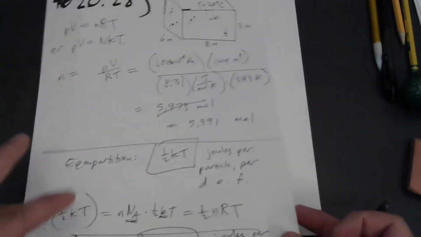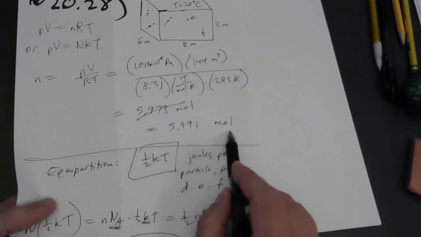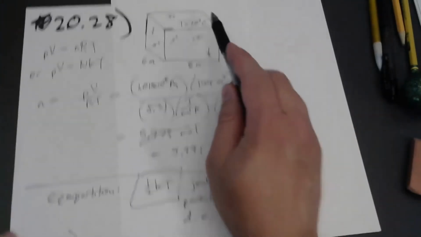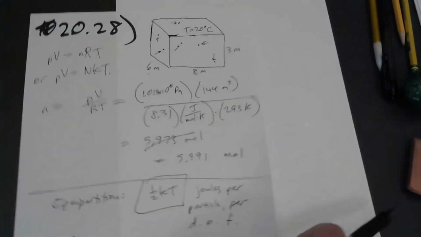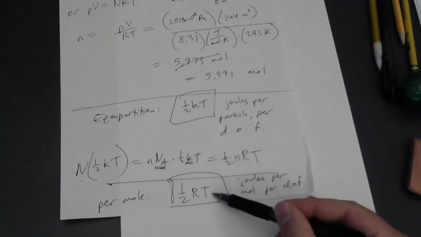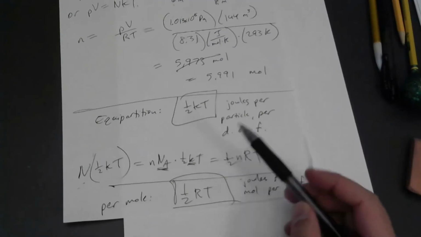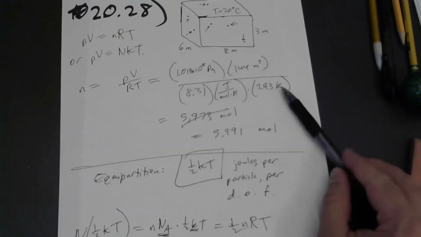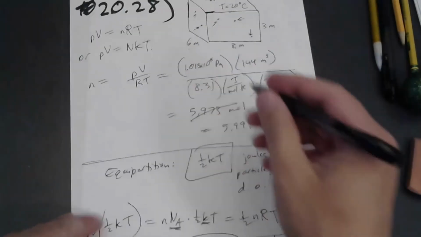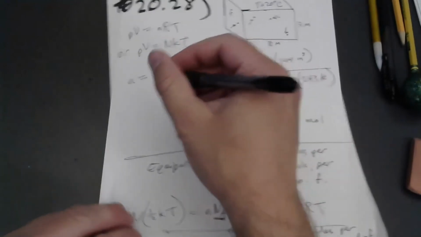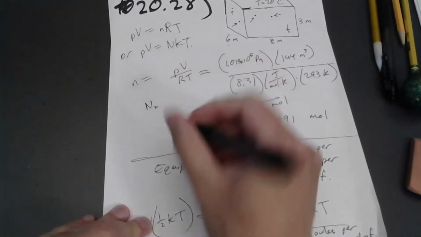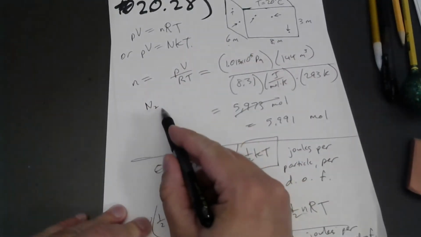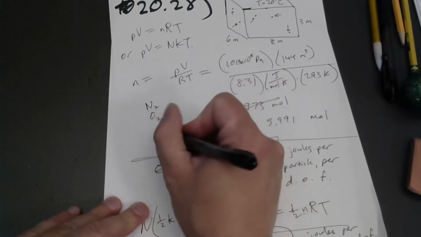Okay, so back to the problem at hand. We know how many moles we've got now. And since we know the absolute temperature, we can easily determine how much energy there is per mole per degree of freedom. But the difference now is that we're talking about air. And air is composed of between 70 and 80% diatomic nitrogen, so 2 nitrogen atoms stuck together, diatomic oxygen.